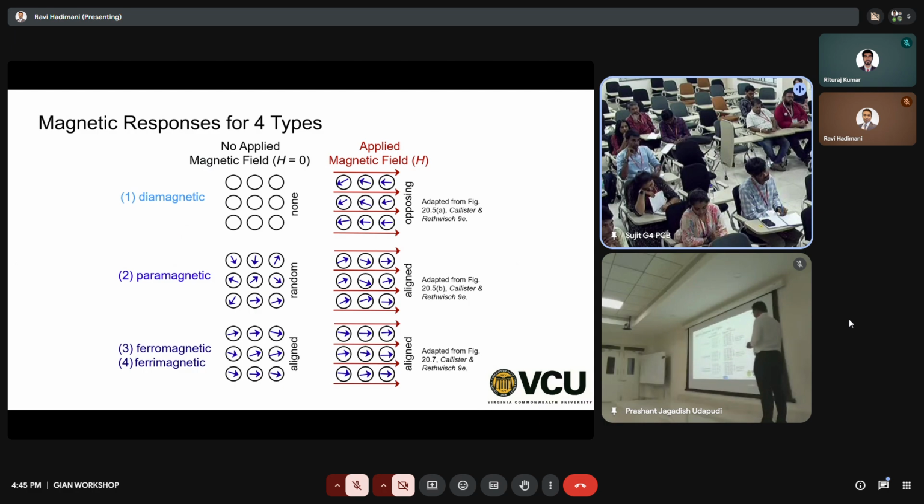Whereas for a ferromagnet, the spins are randomly oriented when you don't apply any magnetic field, and when you apply a magnetic field, they all orient in the direction of the magnetic field, and you get a very high net magnetization. Okay, so is that clear? This is all to do with electron spin. We completely ignore orbital motion because it's very small.